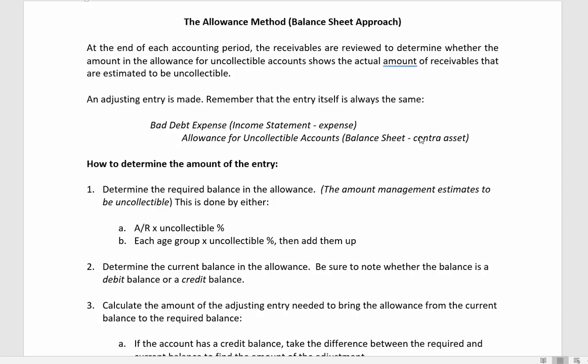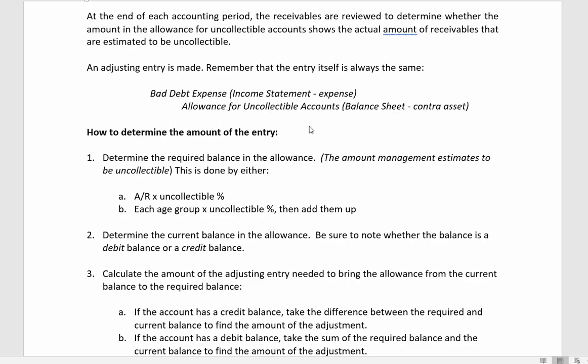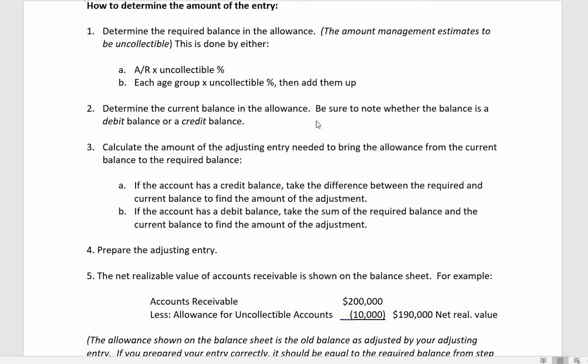Remember that we said that at the end of every year, when you're using the allowance method, you have to make an adjusting entry to bring your allowance up to the amount that you want it to be. And we do that by debiting bad debt expense and crediting the allowance for uncollectible accounts. Now, how do we figure out the amount of the entry? That's really what we're going to be talking about today.